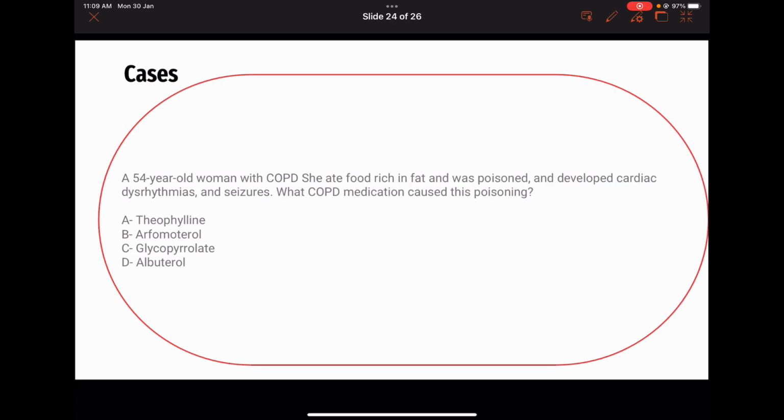A 54-year-old woman with COPD ate food rich in fat, was poisoned, and developed cardiac arrhythmia and seizure. What COPD medication caused this poisoning or toxicity? Theophylline, arformoterol, glycopyrrolate, or albuterol? Theophylline, because this drug has a narrow therapeutic index, so it easily reaches a toxic level.